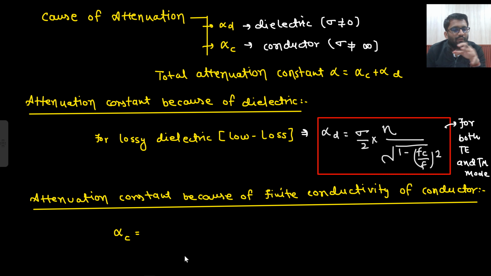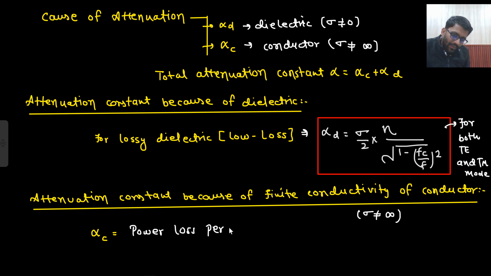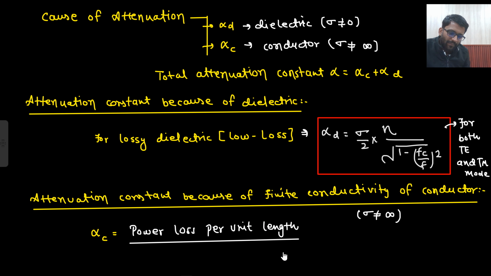Now attenuation because of finite conductivity of the conductor. That means if sigma is not equals to infinity. So this formula is very complex. But if someone asks you in the statement that what will be the value of alpha c, then you can write down power loss per unit length divided by 2 into power carried by waveguide.